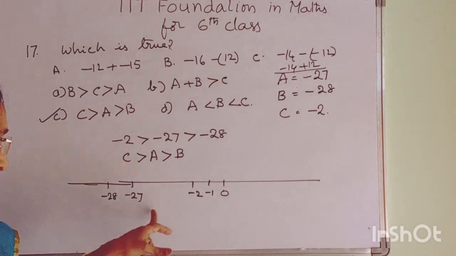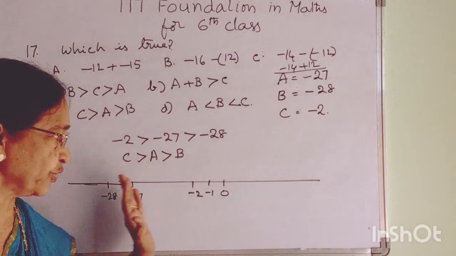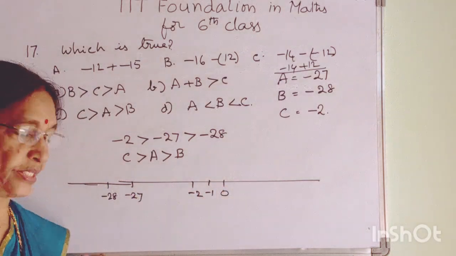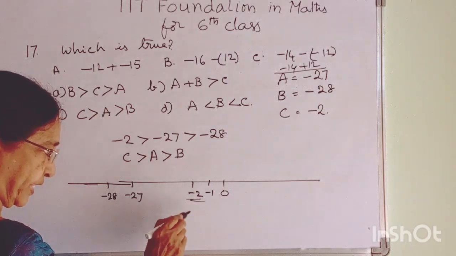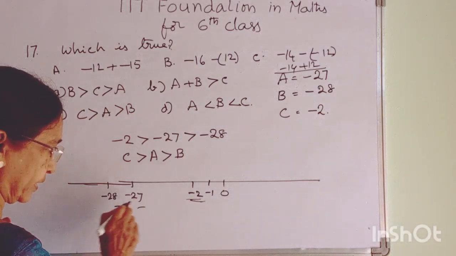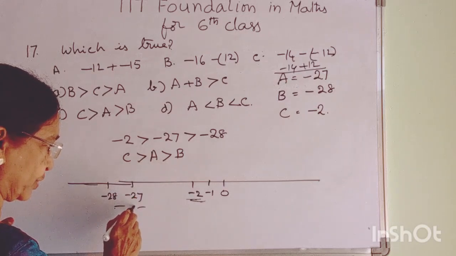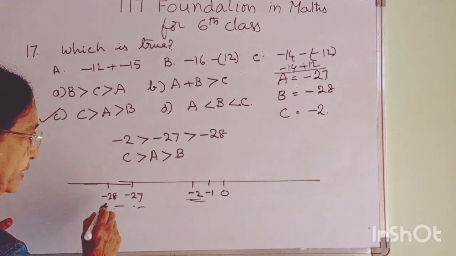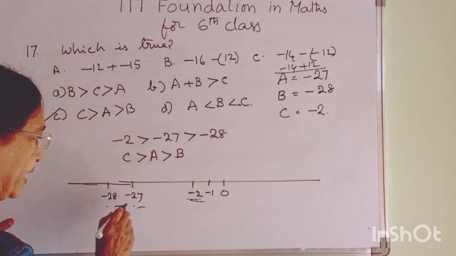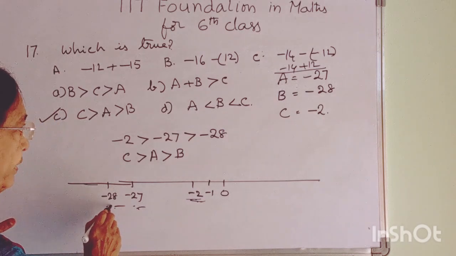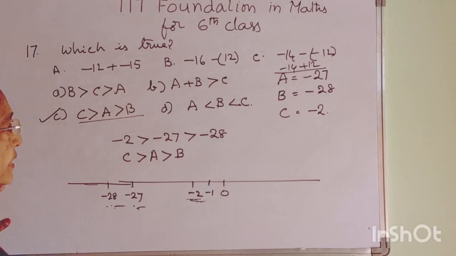Next minus 27, next comes minus 2. As we go to the right-hand side, the value increases. Therefore minus 2 has the greatest value among these three. Therefore minus 2 is greater than minus 27, which is greater than minus 28. That is, C is greater than A is greater than B.